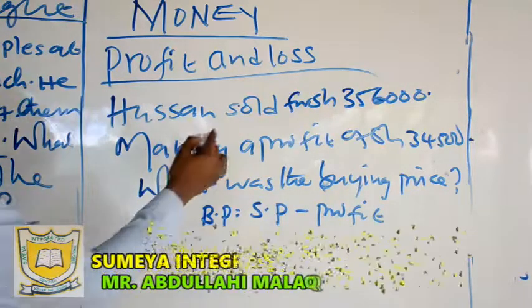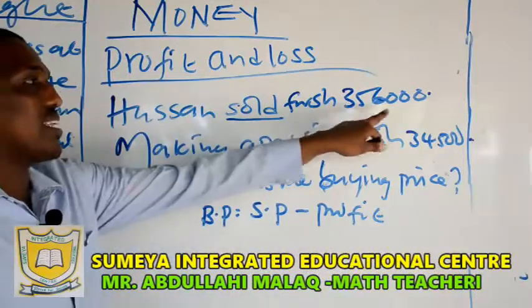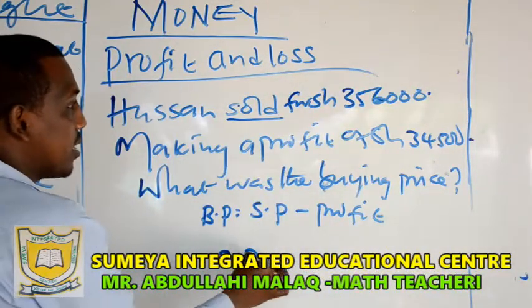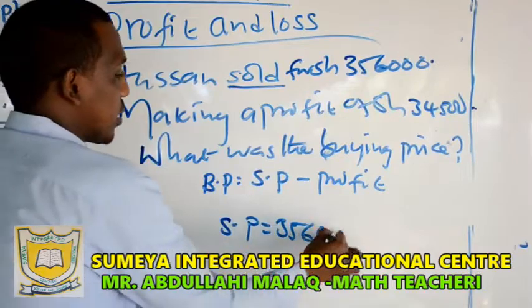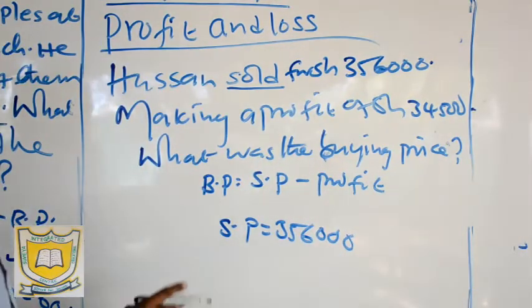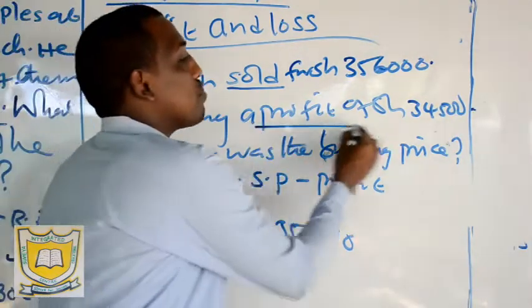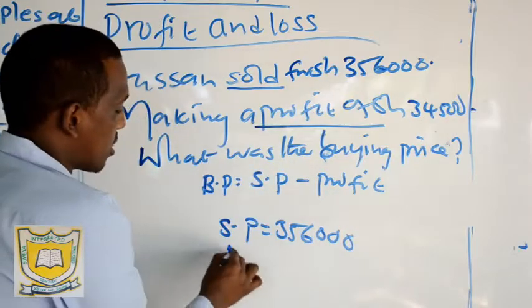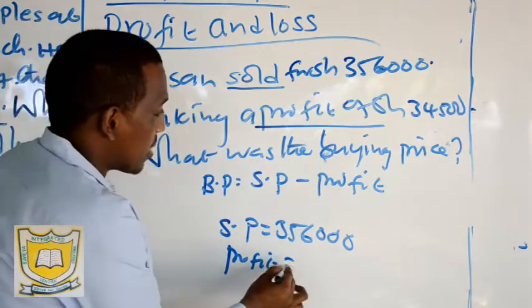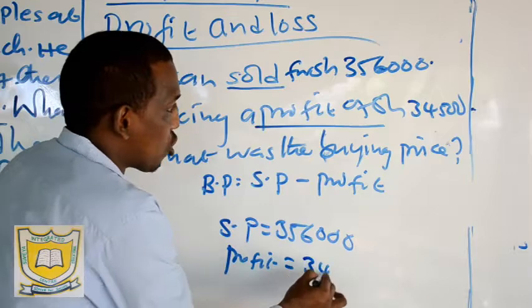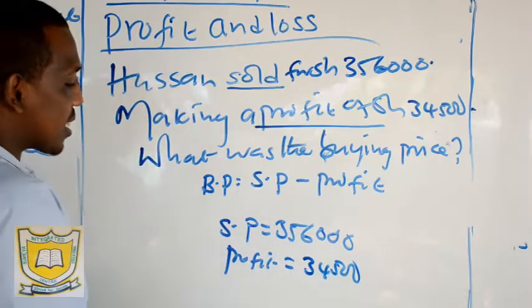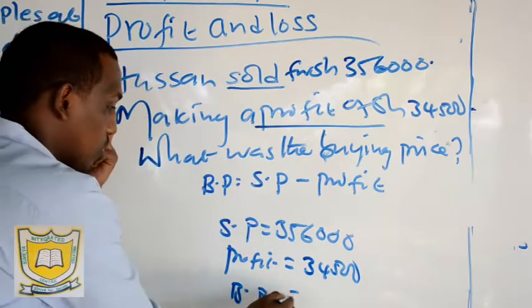You are told Hassan sold, so the selling price here is equal to 35,600. That is the selling price. Making a profit, so this is the profit. We only follow the statement: making a profit of shillings 34,500. Then the question is asking the buying price. So what was the buying price?